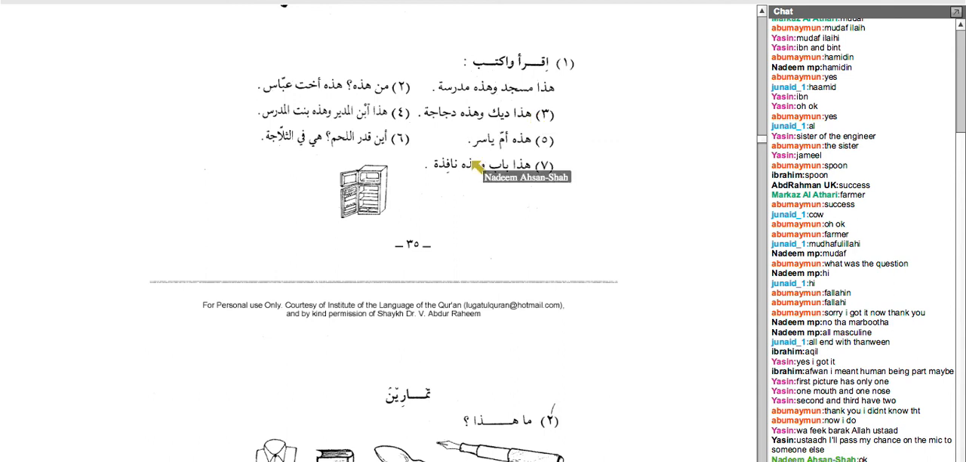Now, who's taking the mic, brothers? Back to Junaid. Yasin said he can't take it. Abu Mahmoud, keep reading, please. Okay, we have a hand. Abu Mahmoud, JazakAllah khairan. Nadeem's taking the mic. Assalamu alaikum. All right, go ahead, akhi Kareem.